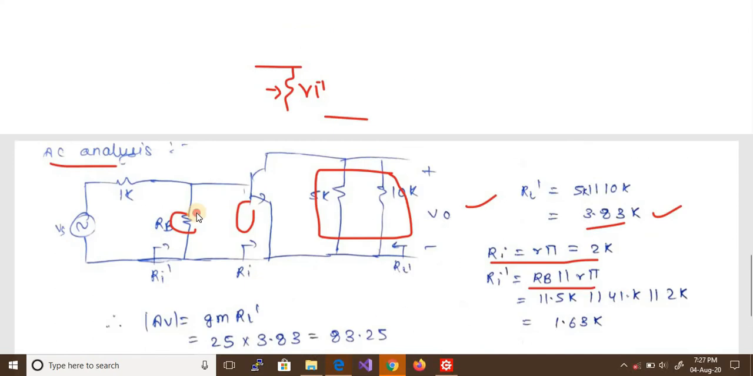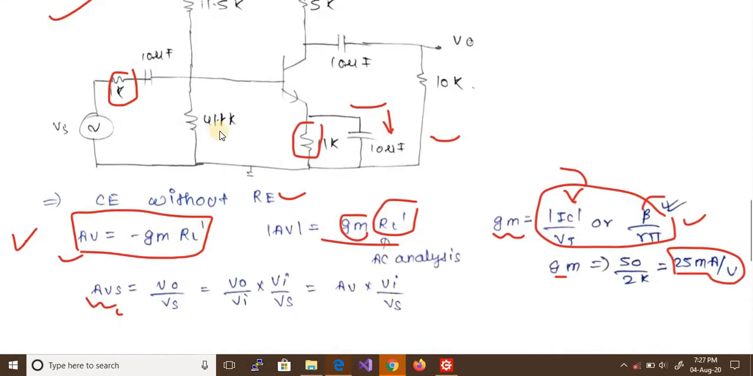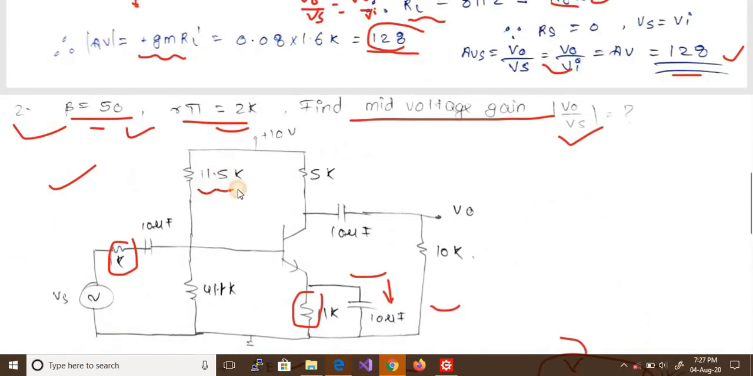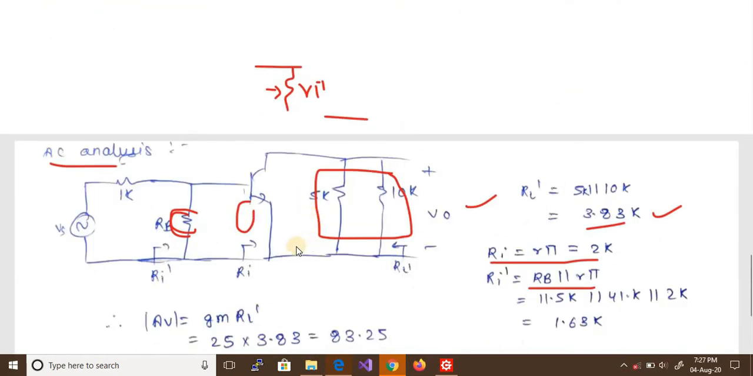Now coming to this RB. What is this RB? RB is the parallel combination of 11.5K and 41.1K. As we all know, when we do AC analysis, we make this DC source ground, so both of these resistances are going to be in parallel. So our RB will be the parallel combination of 11.5K and 41.1K, and Ri dash will be Rb parallel with R pi.